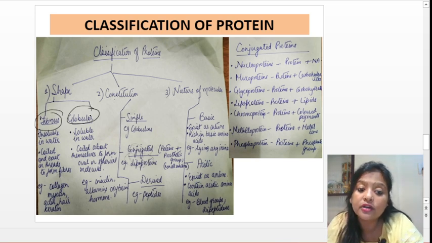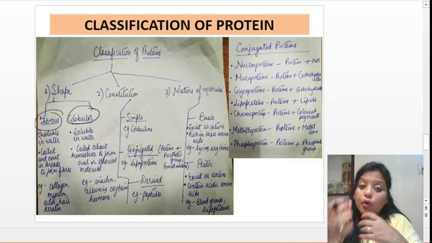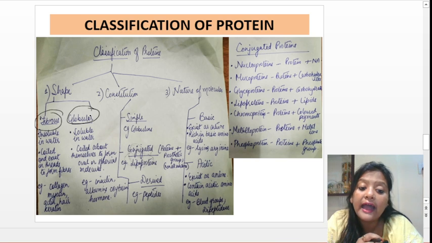They are insoluble in water and exist in the form of threads. They remain in a coiled position and exist in threads to form fibers. And what are globular?